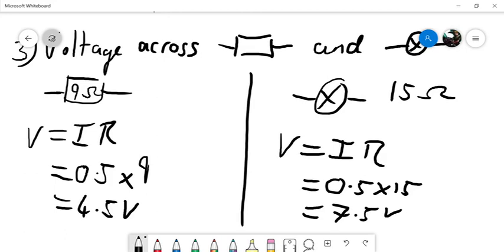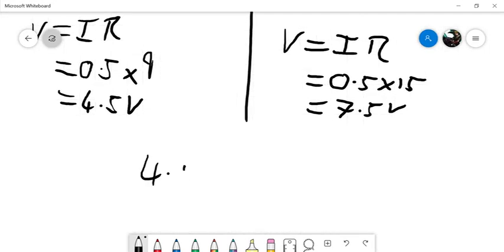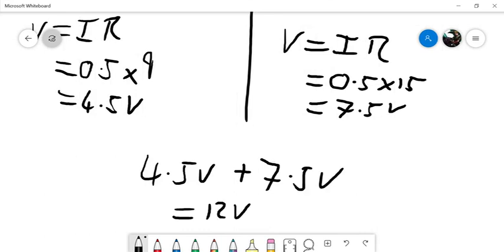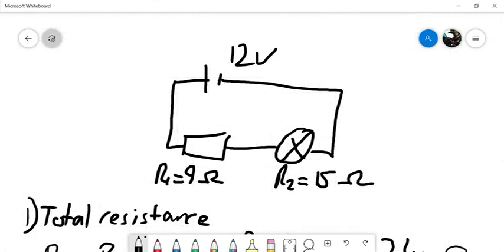And what we should find at the end of this is if we add 4.5 volts to 7.5 volts, what we get is 12 volts, which if we look all the way back at the start, is what our supply voltage was. So in a series circuit, the voltages across the individual components add up to the supply voltage.